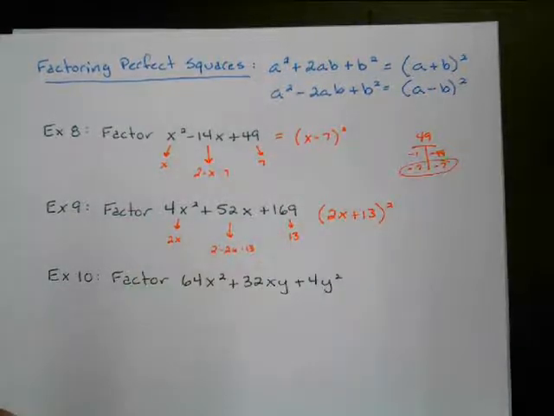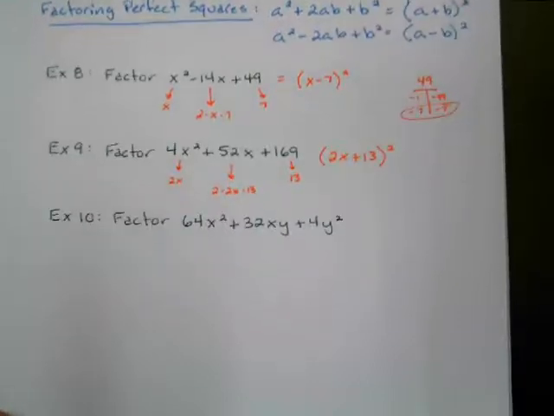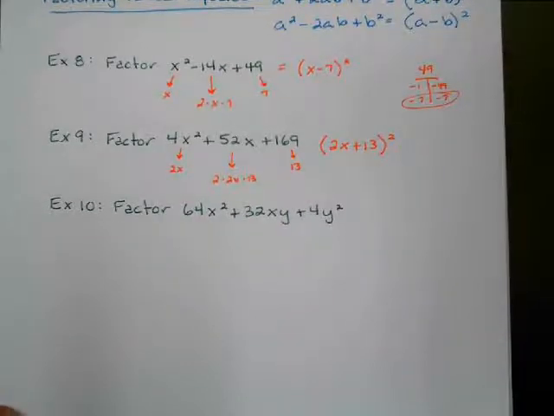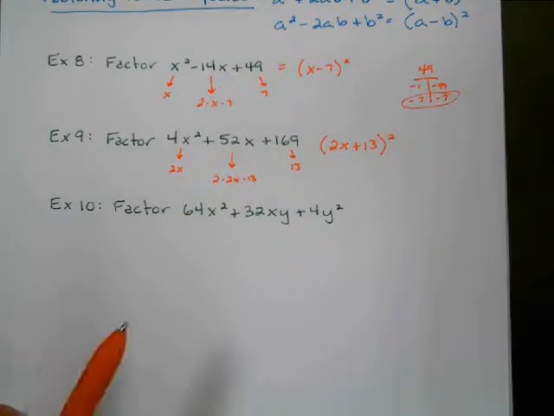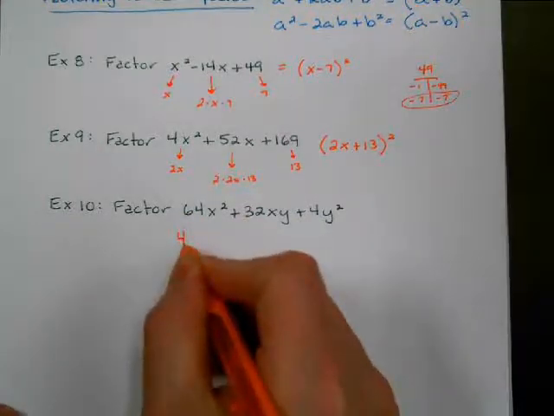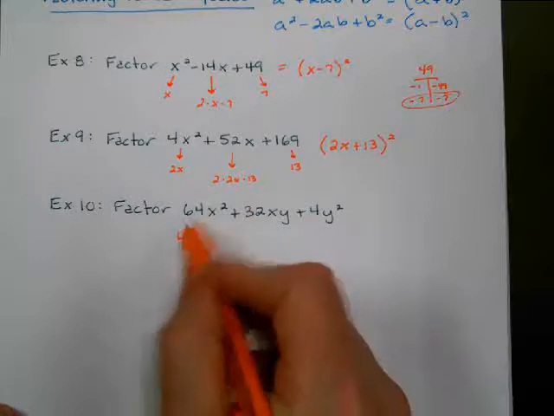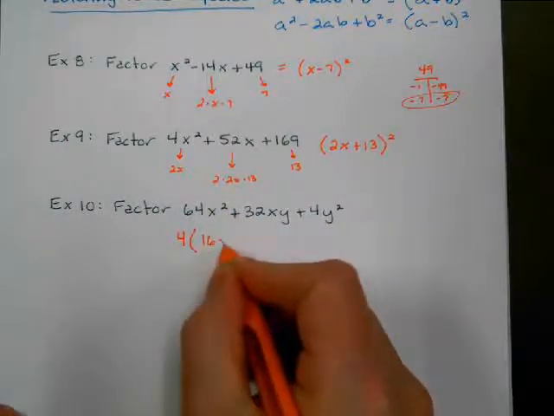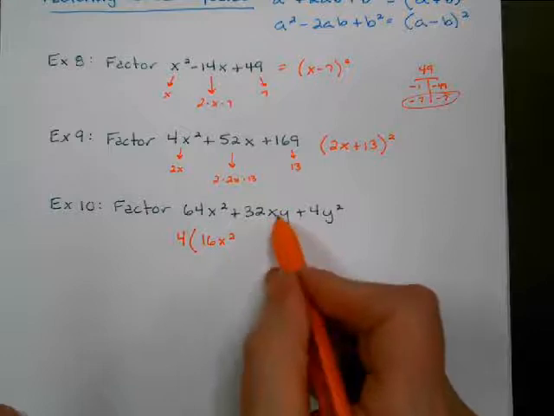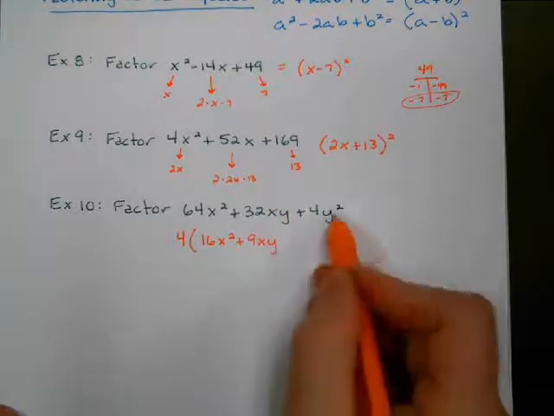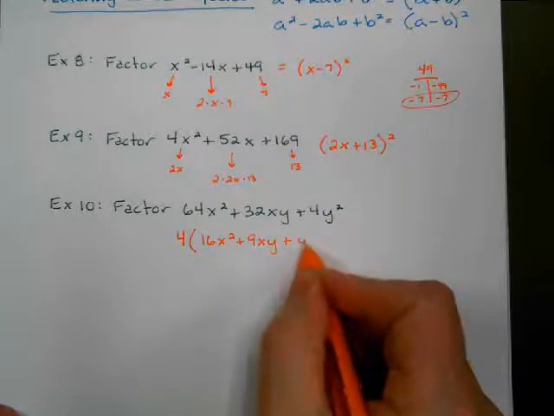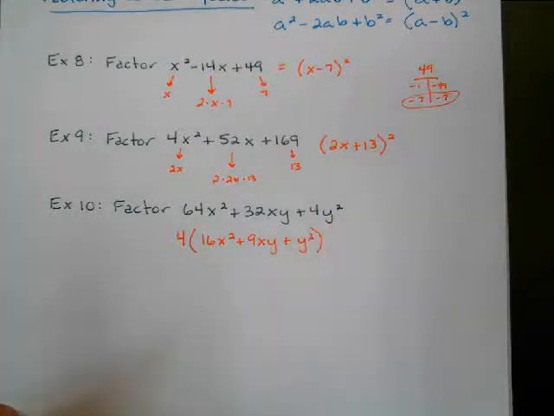All right, last one. We always want to look for a GCF first. And in this case, we do have one. 64, 32, and 4. 4 goes into all of those, so we always want to do that first. 4 goes into 64 16 times, so I get 16x squared. 4 goes into this 9 times, so I get 9xy. And 4 goes into this one time, so I just get 1y squared, or just y squared. All right, so I found the GCF, and now we're going to see if it's one of our perfect squares.